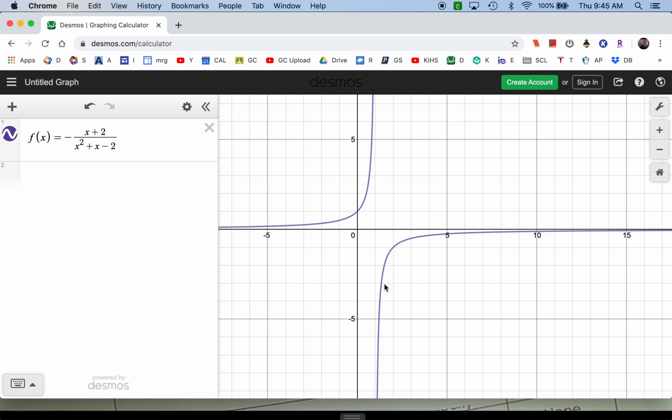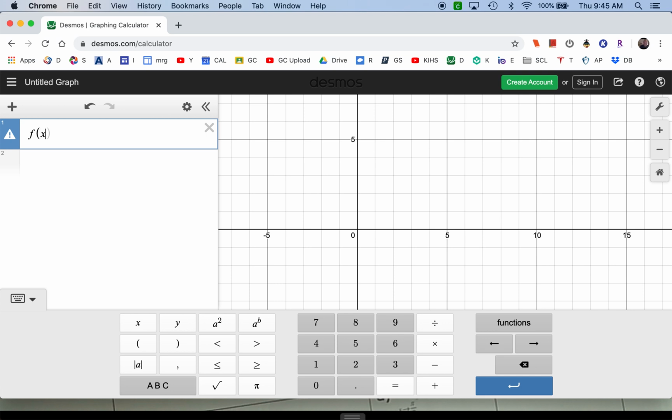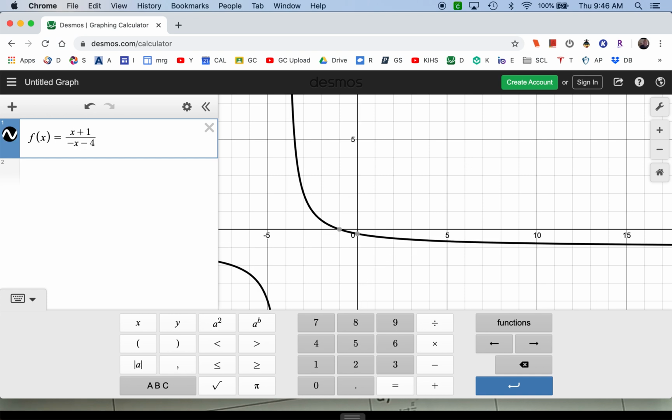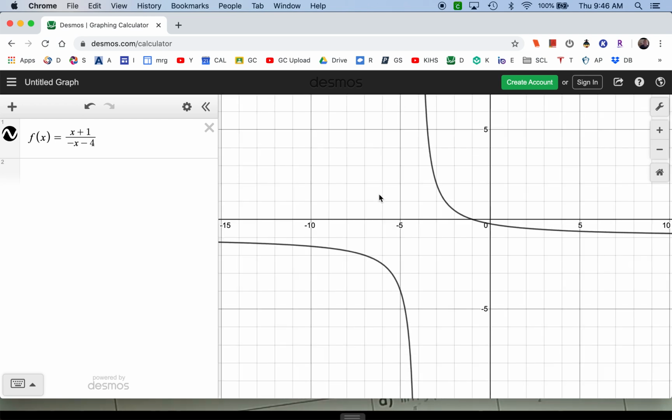All right, number 5. x plus 1 and then in the denominator is negative x subtract 4. So what's happening as x approaches negative 4 from the left and from the right? So you can see where negative 4 is. There's an asymptote here. On the left, where's the graph going? It's going down. So the limit to the left is negative infinity. To the right, where's the graph going? It's going up to positive infinity.